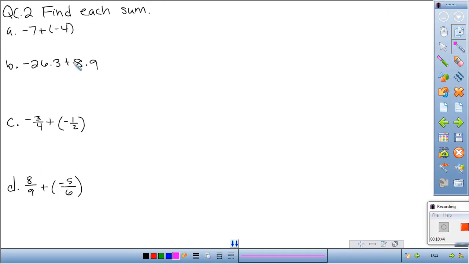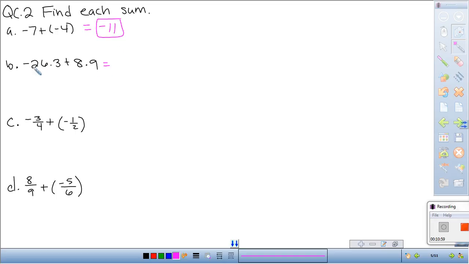Let's try a couple more of those. So again, same things over and over. First, same sign or different sign? Same sign. So both negative. And they're the same sign, we add. 7 plus 4 is 11. They're both negative, so my answer is negative.